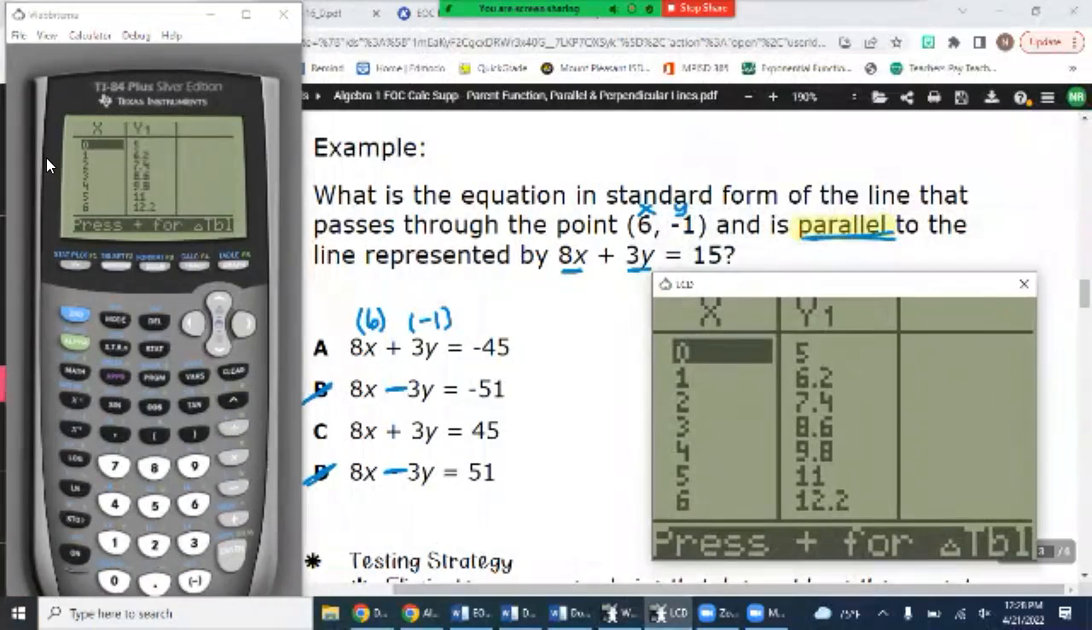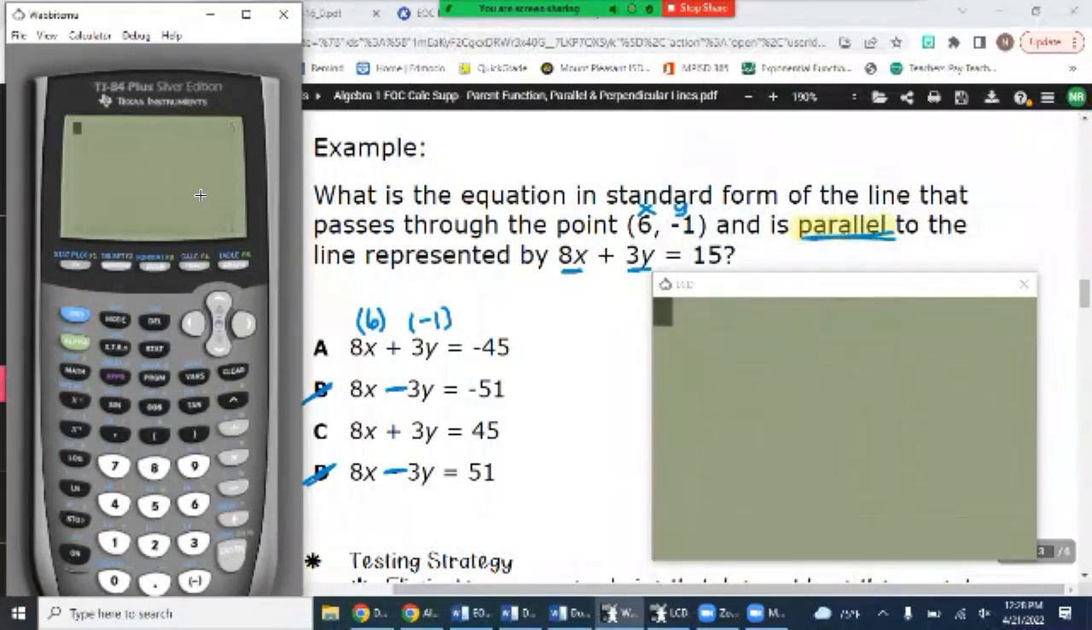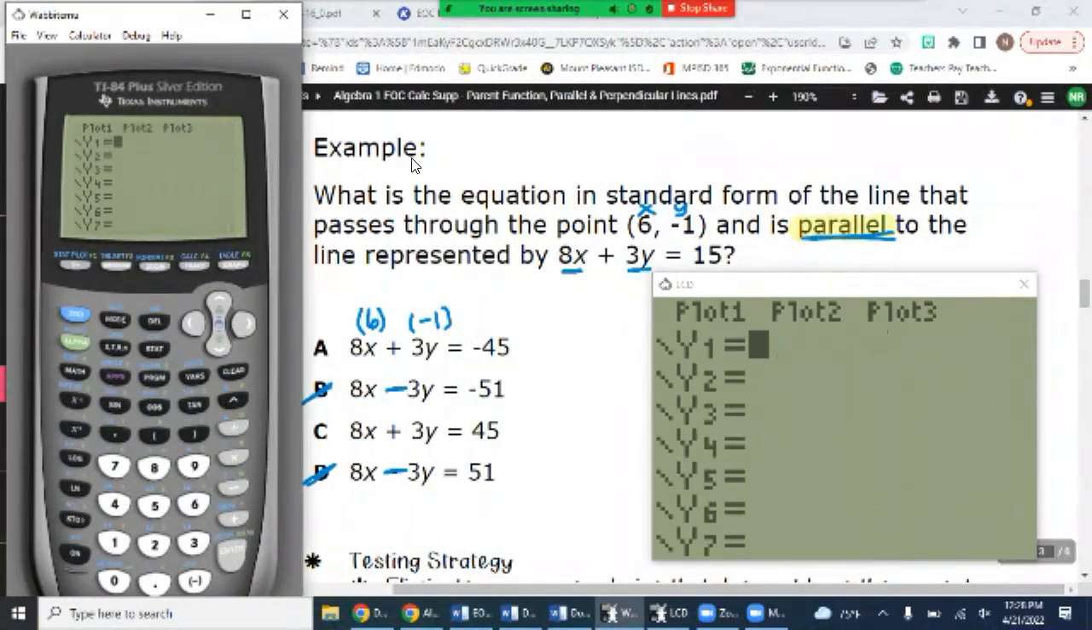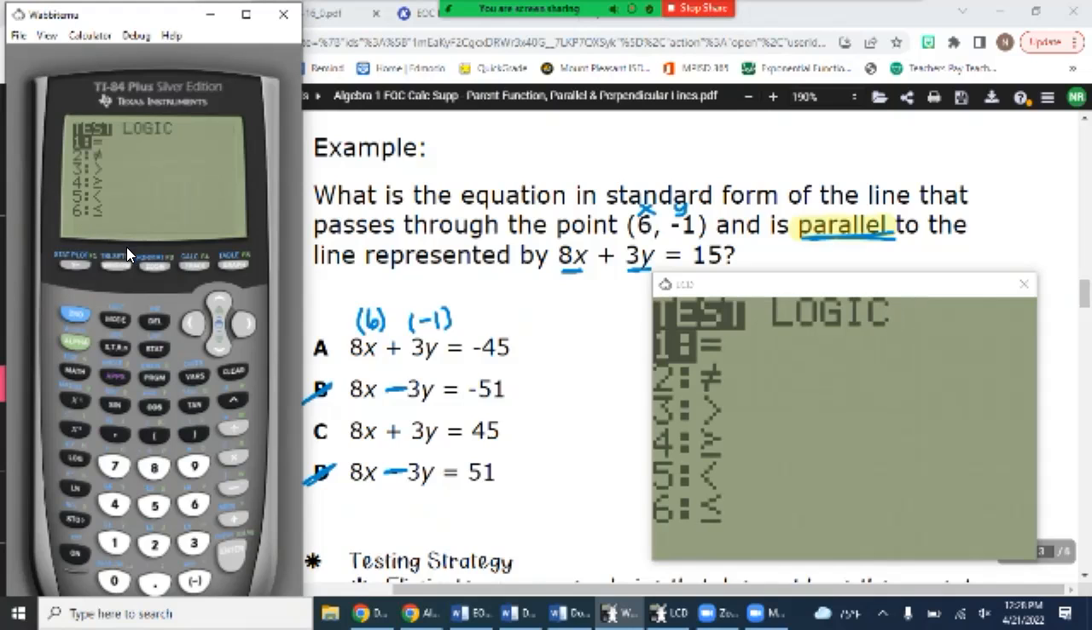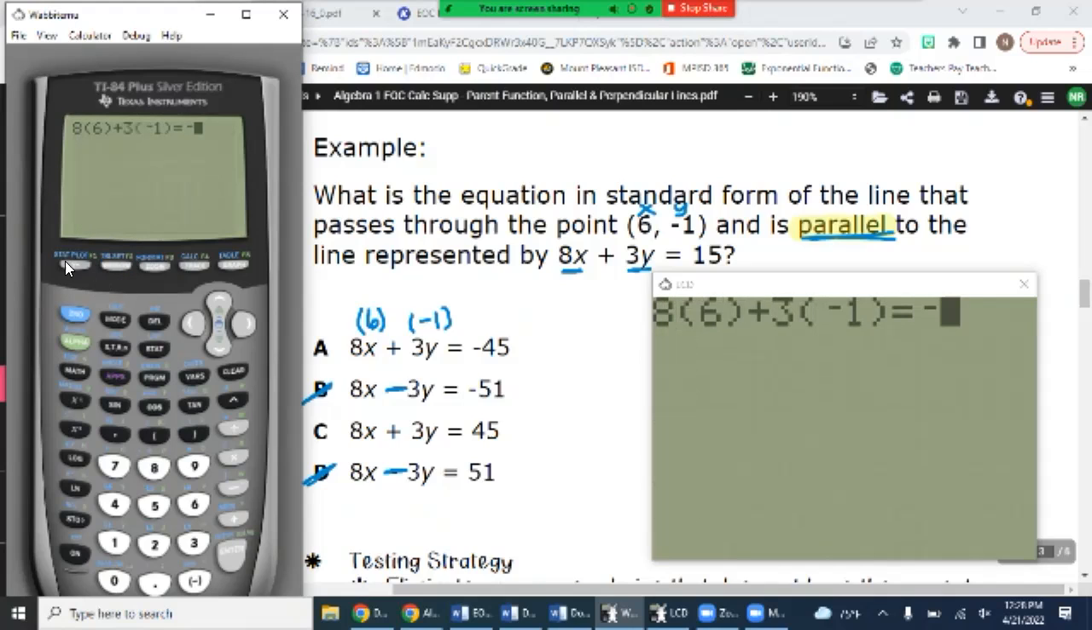Here we go. Go to your home screen. Whenever you have a number that you're going to plug in, you do it in the home screen. If you're putting in an equation with no numbers plugged in, that's where you go to y equals. So let's do it. 8 parentheses 6, because I'm plugging in the 6. I'm replacing the x with the 6. And for the y, I'm plugging in that -1. How do you put your equal sign? Second math. So second math, and put your -45.